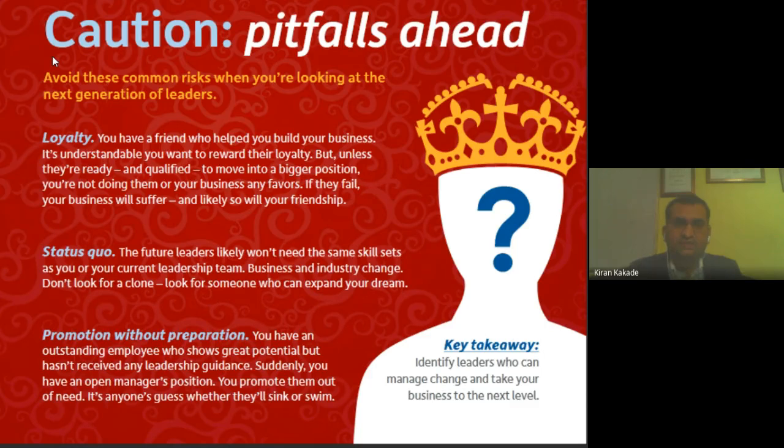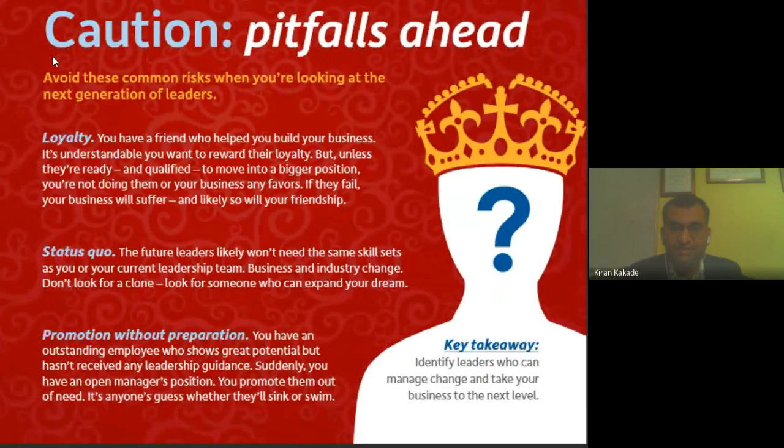Second, status quo. The future leader likely won't need the same skill set as you or your current leadership team. Business and industry change. Don't look for a clone, look for someone who can expand your dream. I have already explained this: the current skill set for your leadership may differ in future, because the business environment is dynamic in nature. It changes.